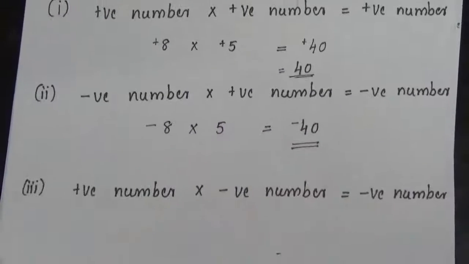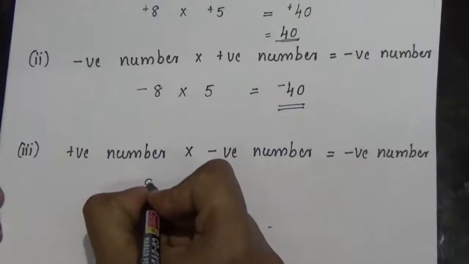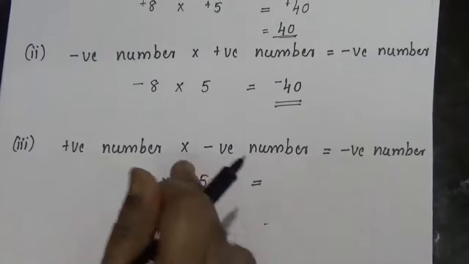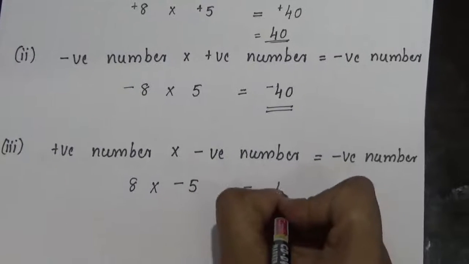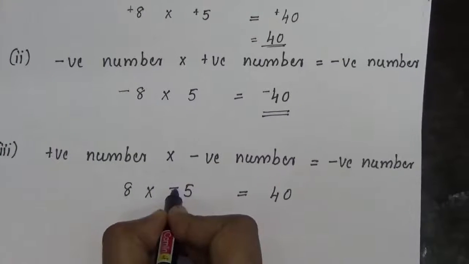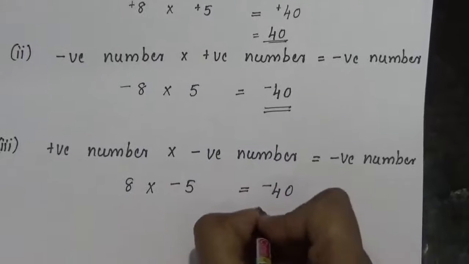Next is positive number into negative number. Suppose we have the numbers 8 into minus 5. Without considering the signs of the numbers, you multiply the two numbers, 8 into 5 is 40. Then multiply the signs. Here it is plus, here it is minus. Plus into minus is minus. So the answer is minus 40.